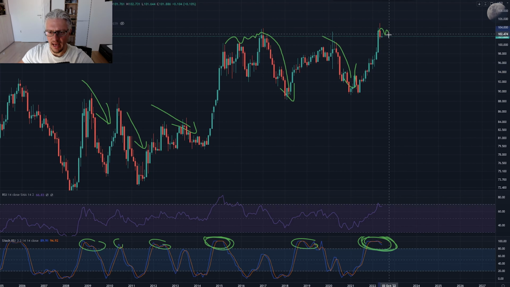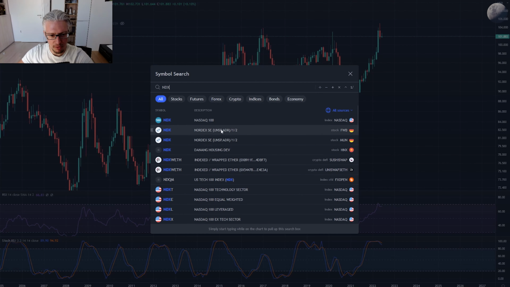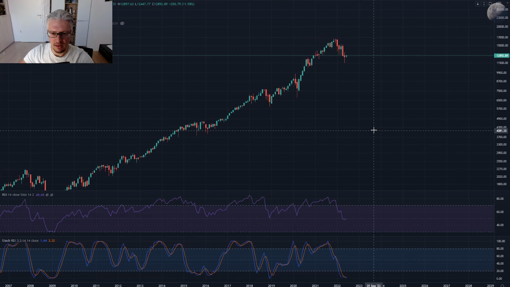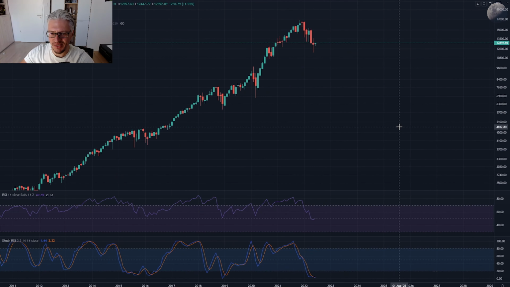So I think, yes, it could wobble around a bit, but I think it will go lower, and that will be the reason why we get the next crypto pump. The most important thing now is that the Nasdaq continues to pump, and we see the Nasdaq in the monthly chart is looking insanely nice. I mean, friends, look at this.